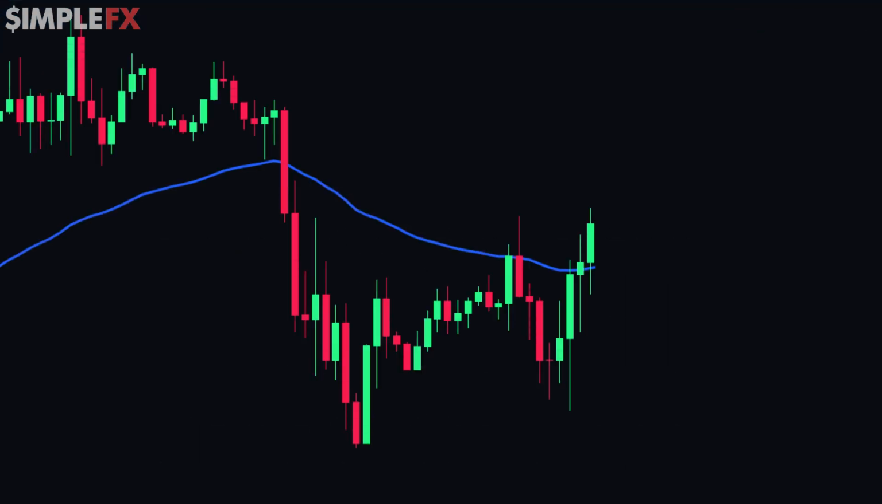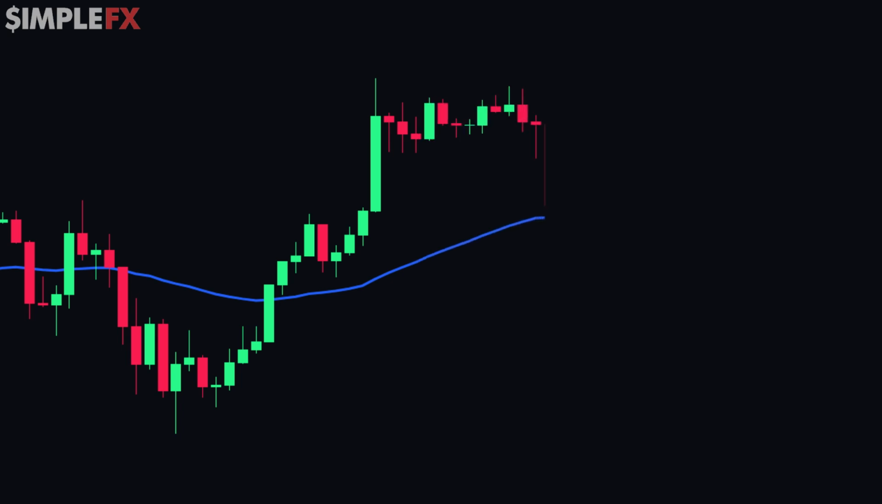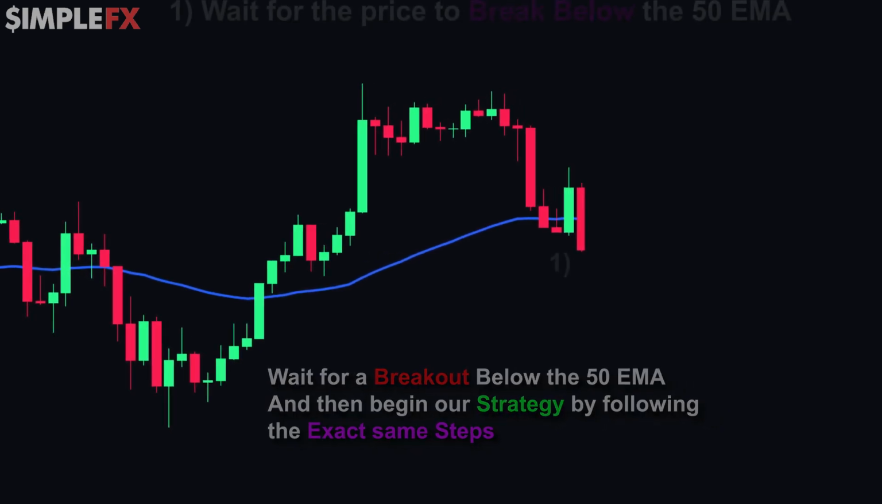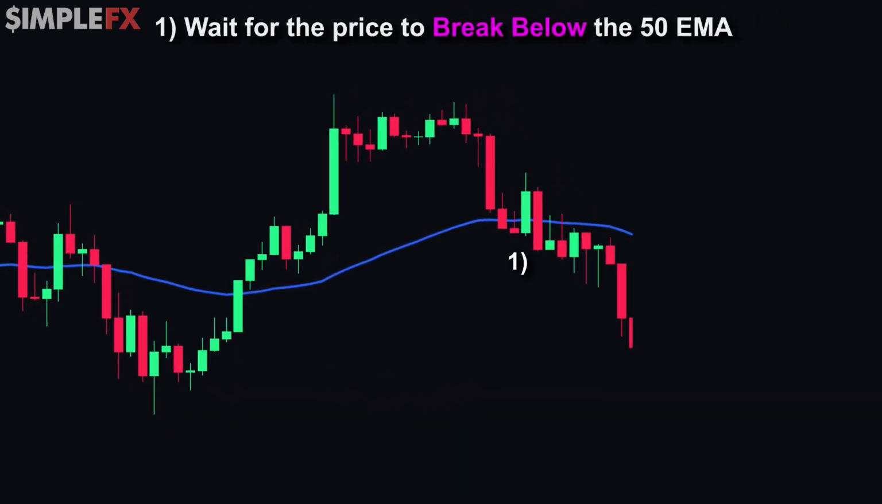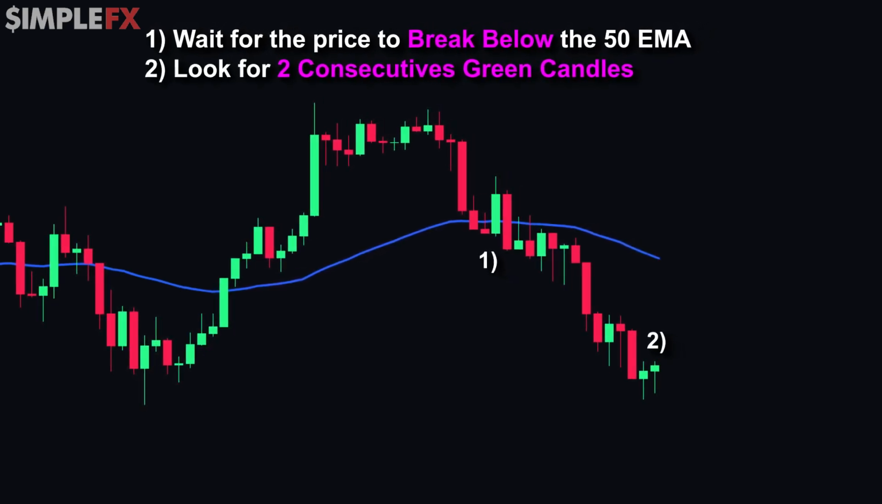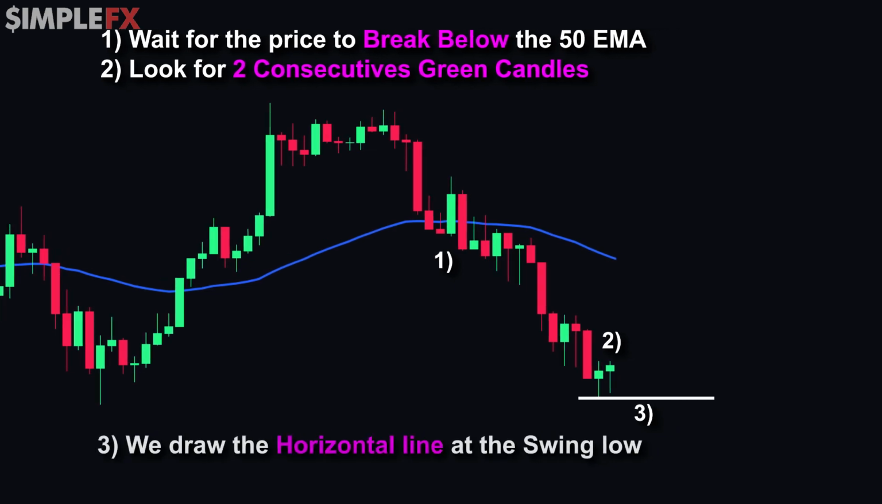So in the previous example, we started from a chart where the price was trading below the 50 EMA. But the strategy also works for the opposite. If we take a chart that's trading above the 50 EMA, such as this one, wait for it to break out below it, and then begin our strategy by following the exact same steps, which in this case, we wait for the price to break below the 50 EMA. So when we get a dip below it, we're then going to look for two consecutive green candles, so that we can draw the horizontal line at the swing low.